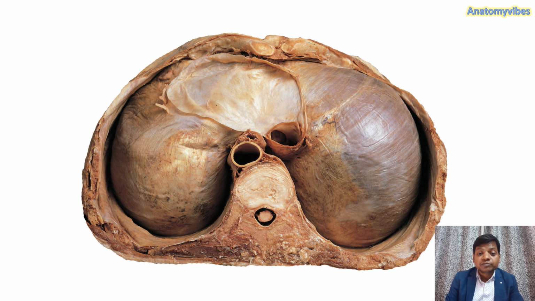These are some important structures which are passing through the openings of diaphragm. Namely, you can see this is the esophageal opening, this is the aorta passing through the aortic opening, and this is inferior vena cava which goes to the right atrium of the heart. So this is the superior view of diaphragm, how it looks like in cadaveric specimen.